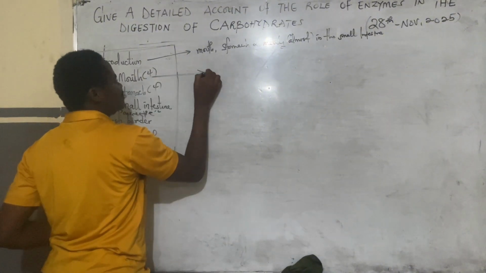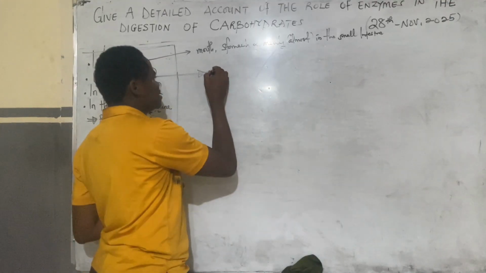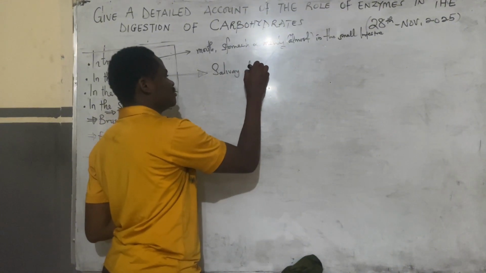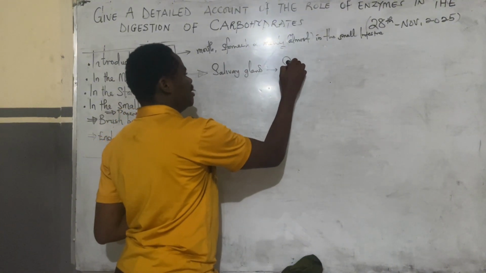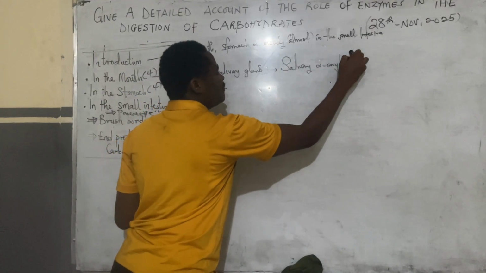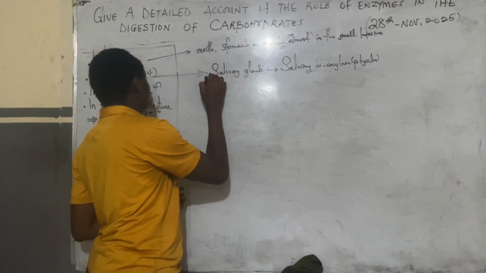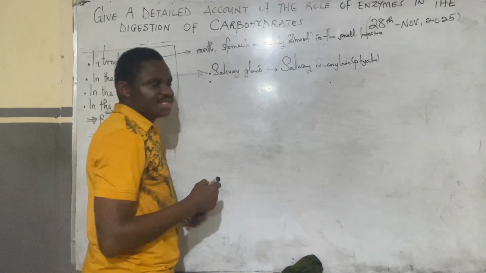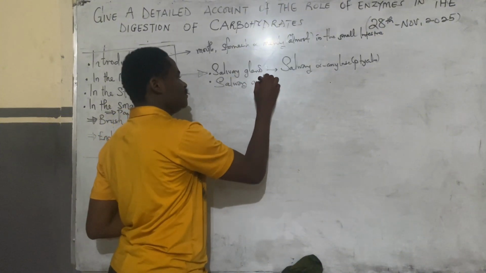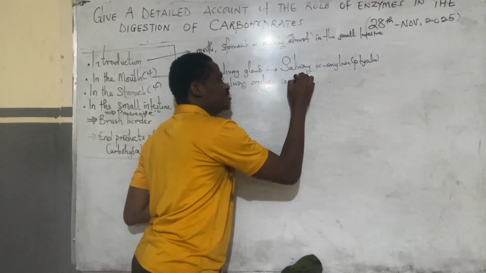Now, in the mouth, let me tell you the major 4 points you are going to see. Point number 1 is that the salivary gland is rich in salivary alpha amylase. Another name for this enzyme is ptyalin. Good. Now, number 2, the point you are going to talk about is that the action of salivary amylase in the mouth is short-lived.